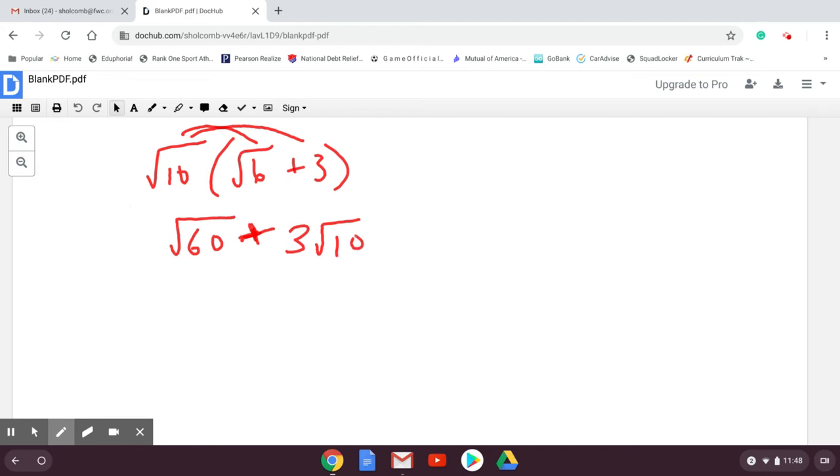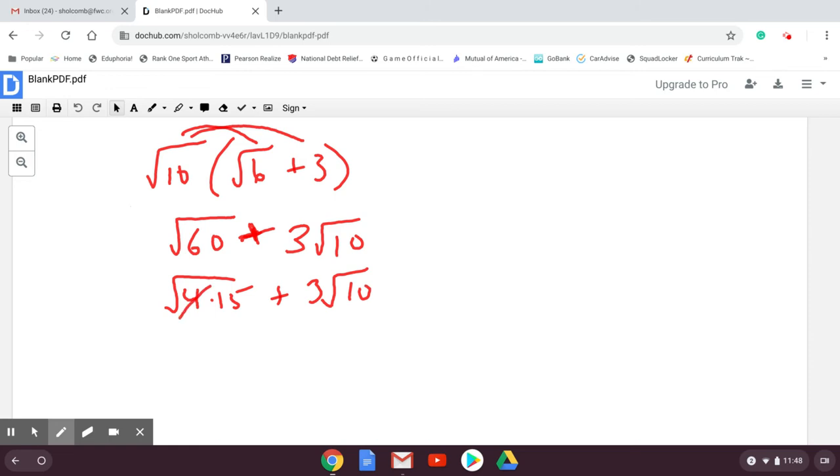All right, and you're sitting here thinking, okay, the square root of 60 and the square root of 10, no like terms, I'm done. Except for one small fact, guys. We still have to simplify the square root of 60. So we're going to find a perfect square in 60, which is 4. 4 times 15 plus, let's just leave 3 radical 10 alone. The square root of 10 has no perfect squares in it.